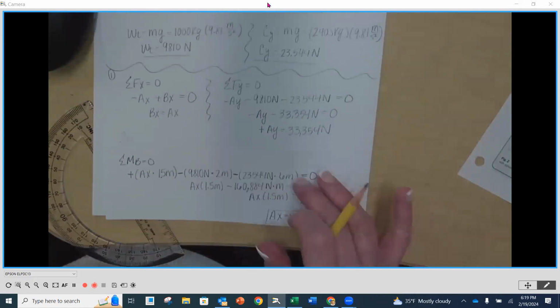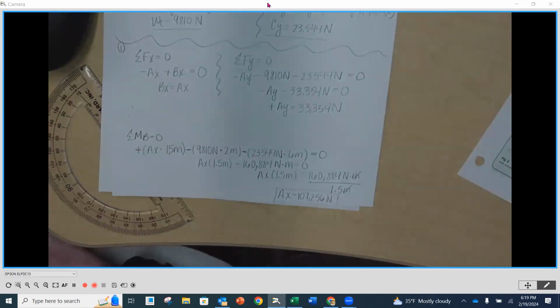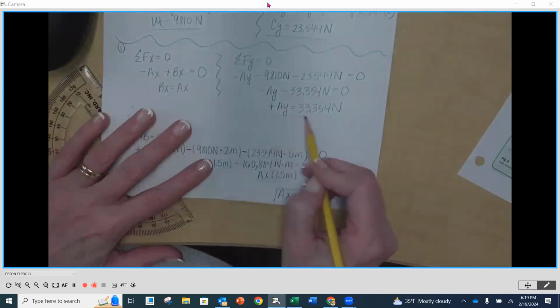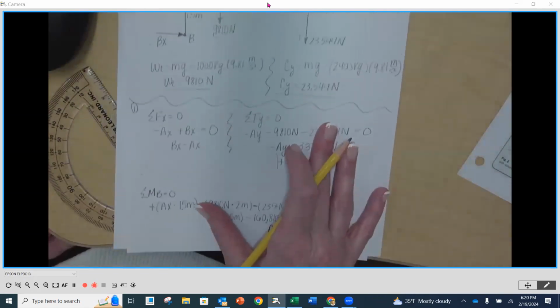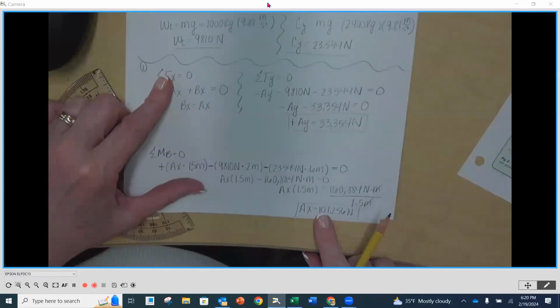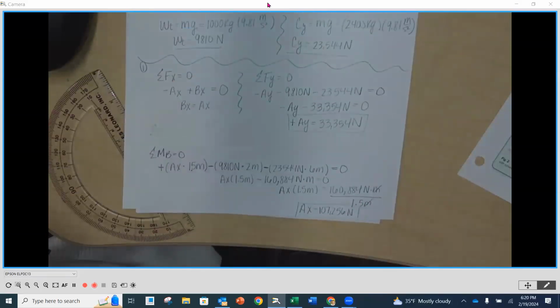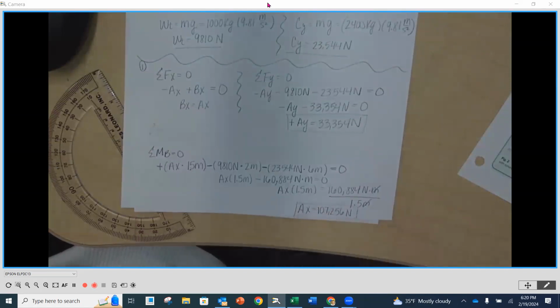But it doesn't affect our moment around B because AY is not included there. So you should get 107,256 newtons. Positive value meant that that direction of the X component is in the correct direction. So notice that we assumed it to go to the left, which is a negative direction, but getting a positive value says you pointed it in the right direction. So this does not mean left, right, up, down. It means you put it in the right direction so you don't have to mess with it.